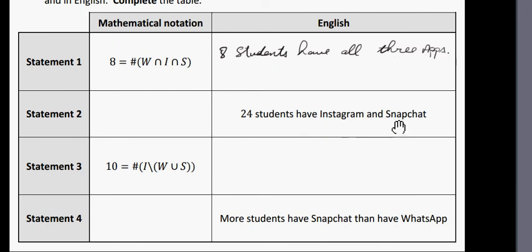24 students have Instagram and Snapchat. So that would be the cardinal number of Instagram, and this word "and" here means intersection, and Snapchat. So we have Instagram and Snapchat, and that's going to be equal to 24.